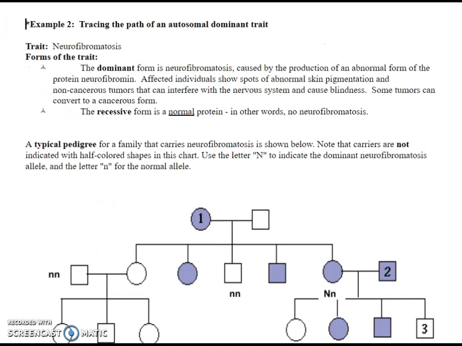All right, our next example is looking at a trait called neurofibromatosis. It gives you some background information there on what that means. The dominant form is neurofibromatosis caused by the production, and so on. You can read that. But this is different. This one's the dominant form is the disease or disorder itself. The recessive form is normal protein. In other words, no disorder, no neurofibromatosis.